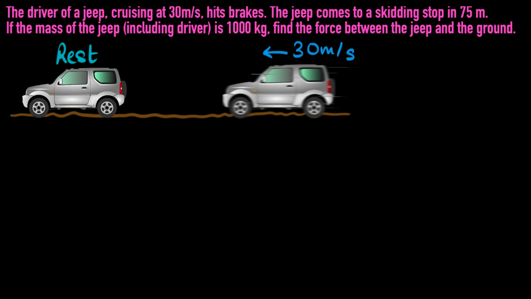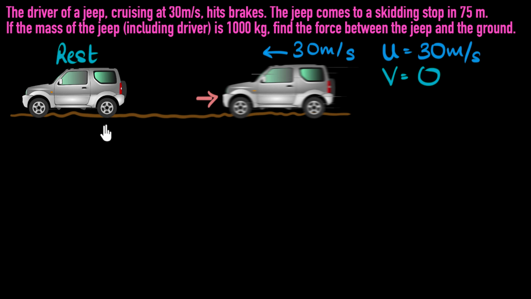So let's do that over here. The frictional force must be in this direction. It's actually near the wheels and the ground, but I'm just going to show it over here. It's in this direction. And that's the force that we need to calculate. Again, let's write down what's given. This time, the initial velocity is 30 meters per second. The final velocity, that is 0 because it comes to a rest.